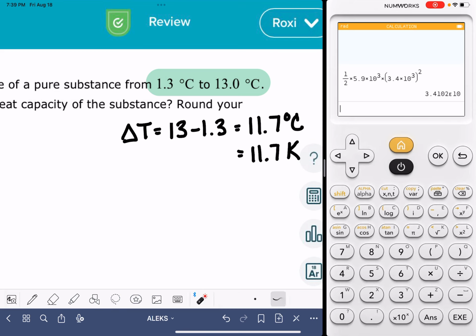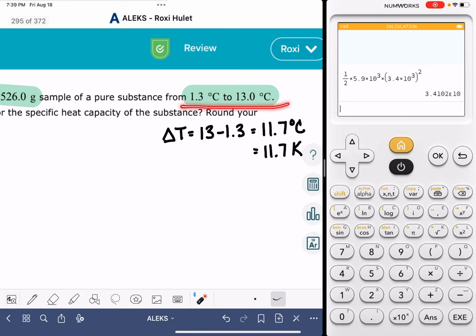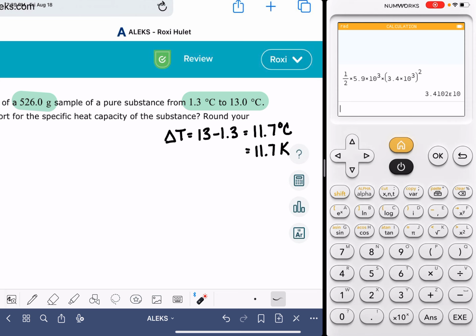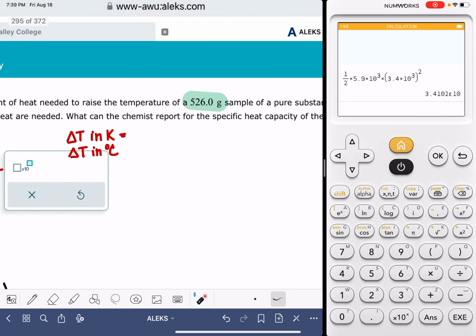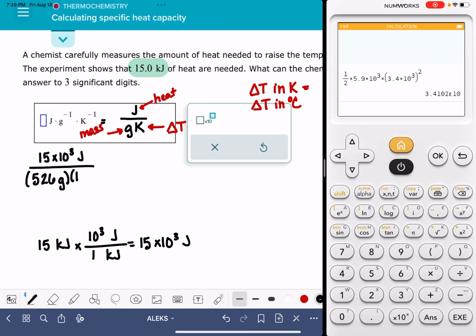And if you don't believe me, you can convert this to Kelvin, you can convert this to Kelvin, you can take the difference of them, and you're going to see that it is 11.7. So you don't need to do any unit conversions with the temperature unless it happens to be in Fahrenheit. You can just take the difference, and it's going to work for Kelvin: 11.7 Kelvin. And this is all that we need to solve this problem.